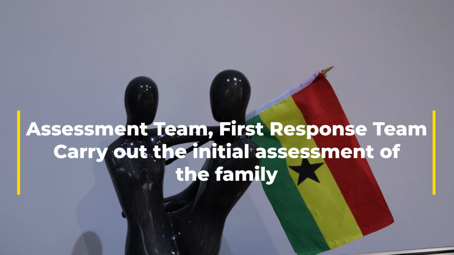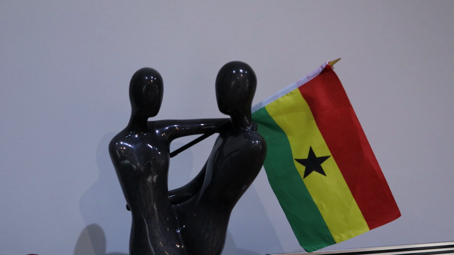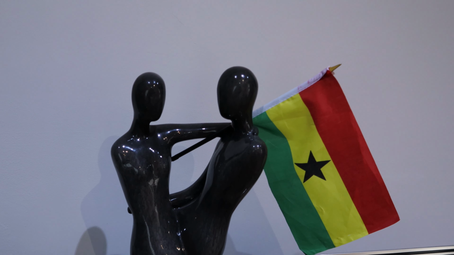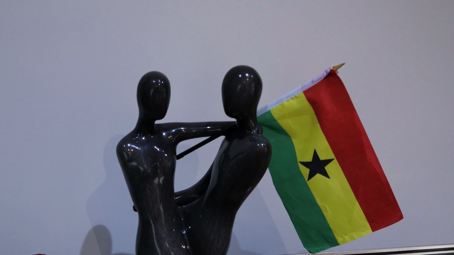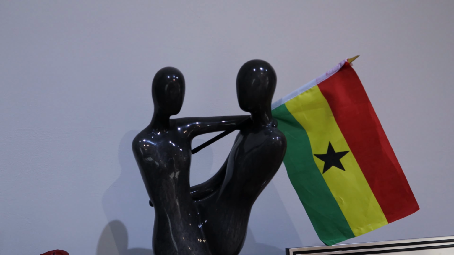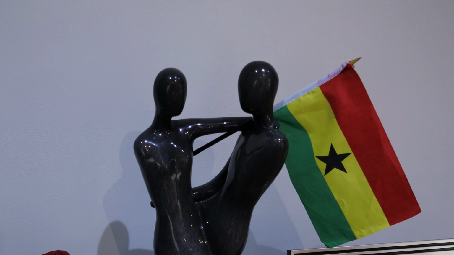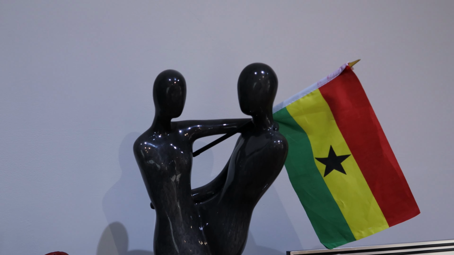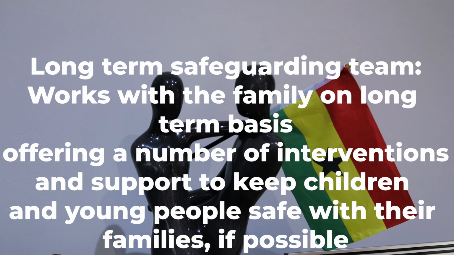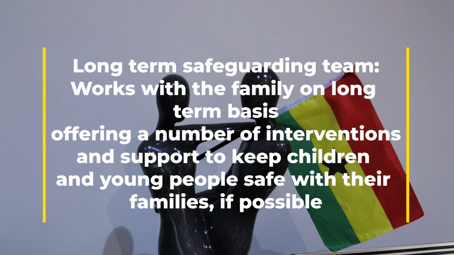When the first response team, the assessment team, have carried out the assessment and they feel that the child, young person or family needs ongoing support intervention from children's services, they will pass the client or the issue to the long-term child protection team, which is also the safeguarding team, who will work with the family on a long-term basis.